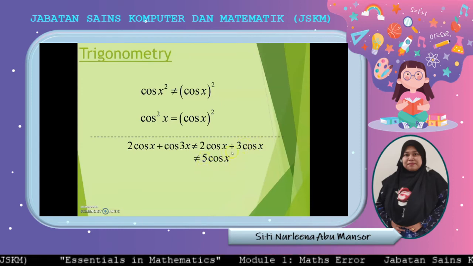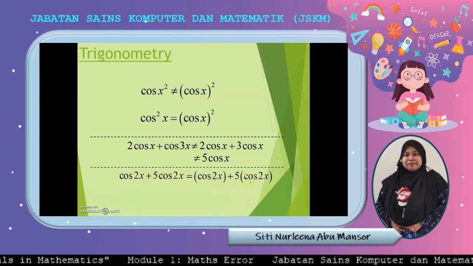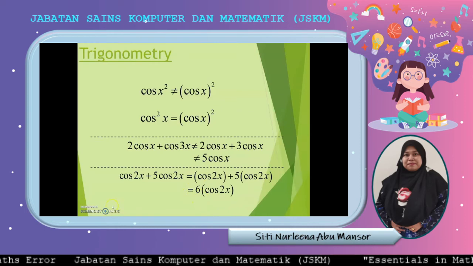So this is wrong. You cannot factorize any angle in order to solve trigonometry. Some students factorize the 3 and then add the terms, so 2 cos x plus 3 cos x is equal to 5 cos x. This is wrong. Another example, we have cos 2x plus 5 cos 2x. Here we can see that these terms have the same angle: cos 2x, and the second part is also cos 2x. So here we can add them, and we get the answer of 6 cos 2x.